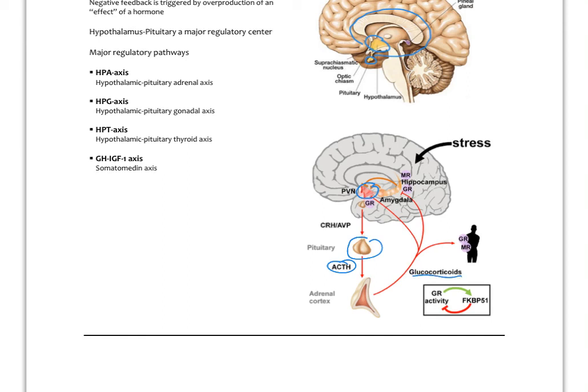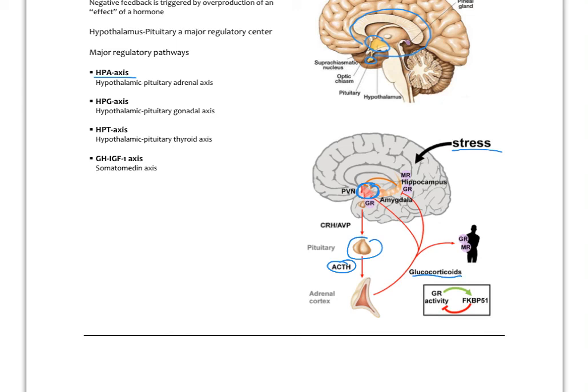And then as their levels build up in the blood, they feed back to the hypothalamus, and that turns down the cycle. And so that's known as the HPA axis. A lot of things like stress, inflammation, insulin resistance, and so forth can all trigger this pathway to fire. And we'll look at all those details as we go. So that's one axis, the HPA axis.